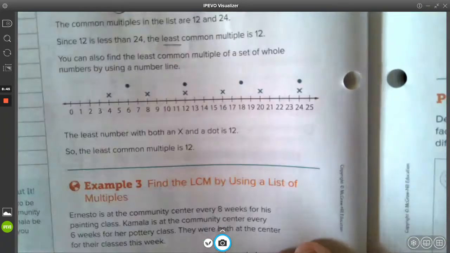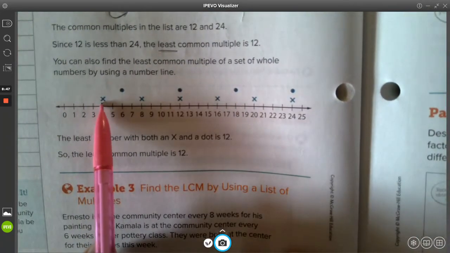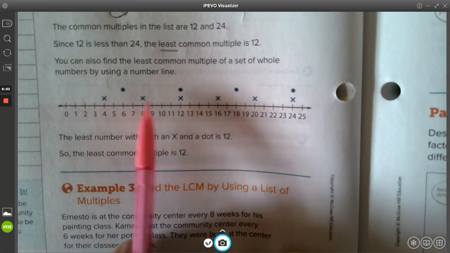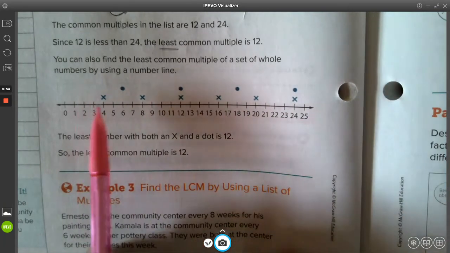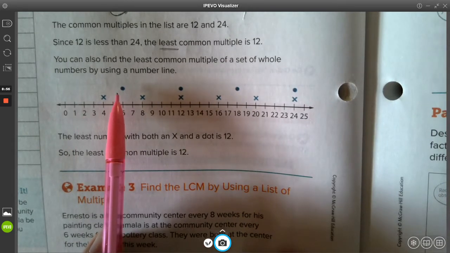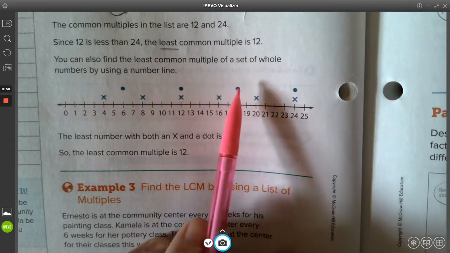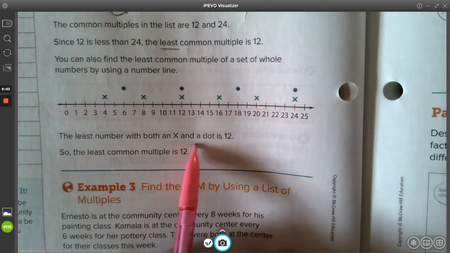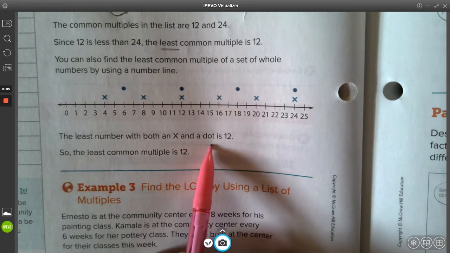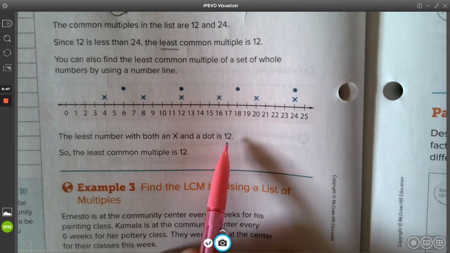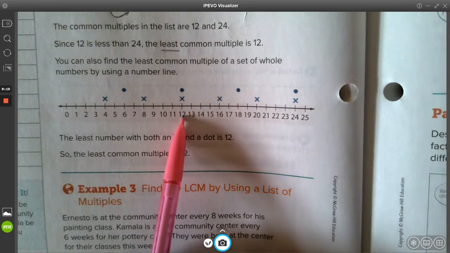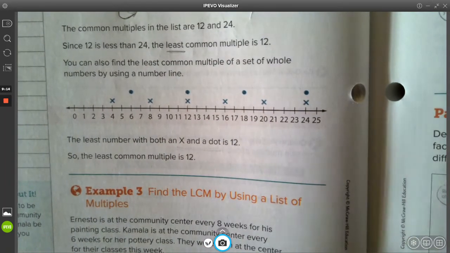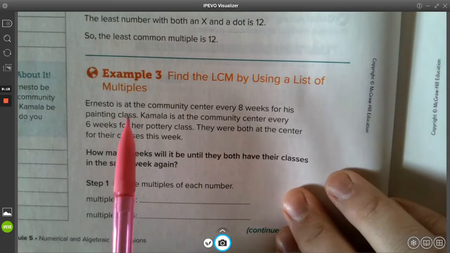Now, the other way to do this is to use a number line. We're going to put the multiples of 4 as x's: 4, 8, 12, 16, 20, 24, and the multiples of 6 as a dot: 6, 12, 18, 24. Now, wherever we see both an x and a dot would be a common multiple. So the least common multiple, the furthest to the left, would then be 12. So 2 different ways to find the same thing. So let's take a look at example 1.